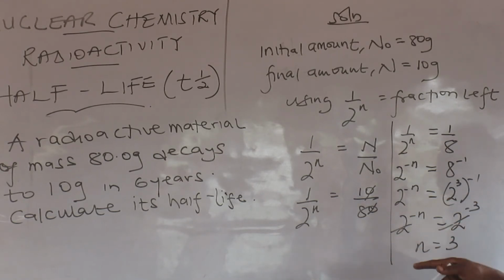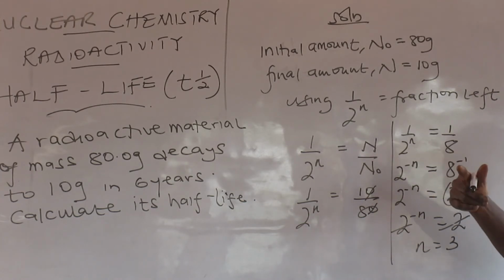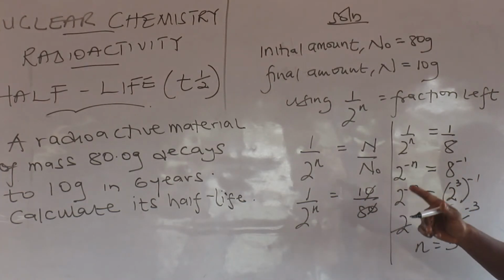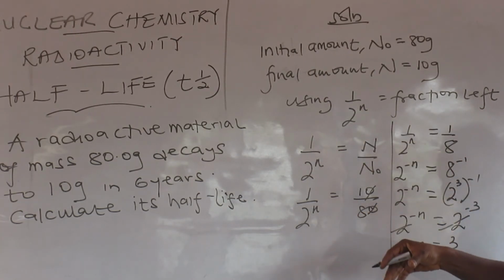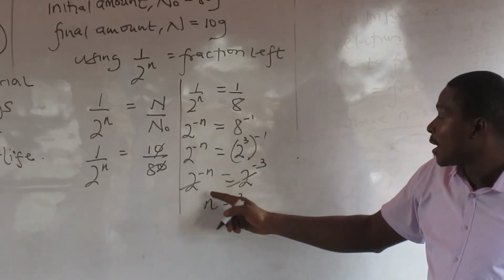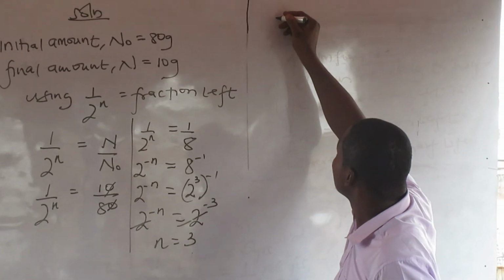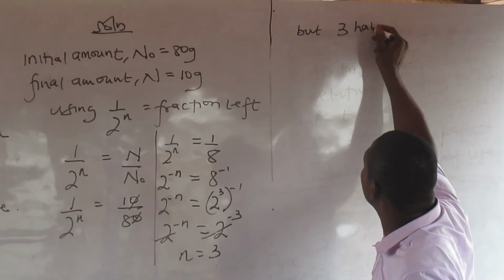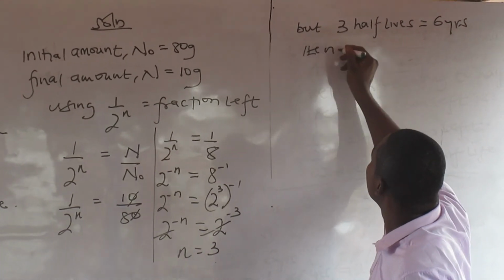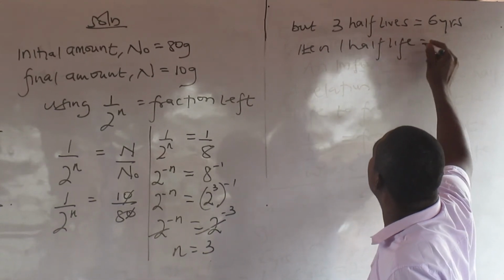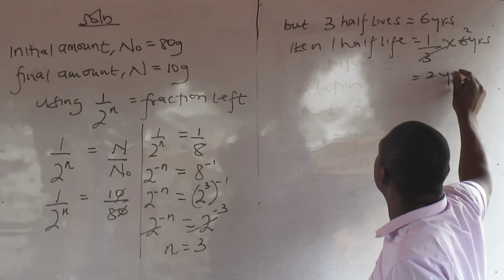I want the half-life. So how do I manipulate this fraction left to get the half-life? The first one I did, when you want the time, then you say 1 half-life equals the half-life given in the question. Then you bring the value of n. I'm getting n equals what? 3. So I'll go this way. But 3 half-lives equals 6 years. Then 1 half-life is going to give me 1 over 3 times 6 years. You're going to get what? 2 years. That is the answer.